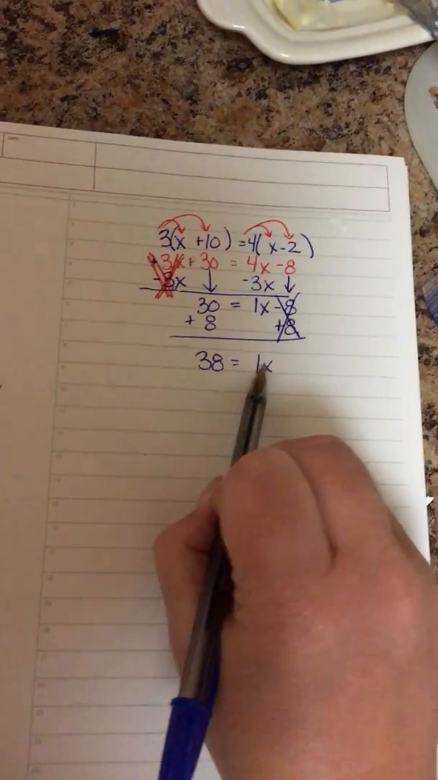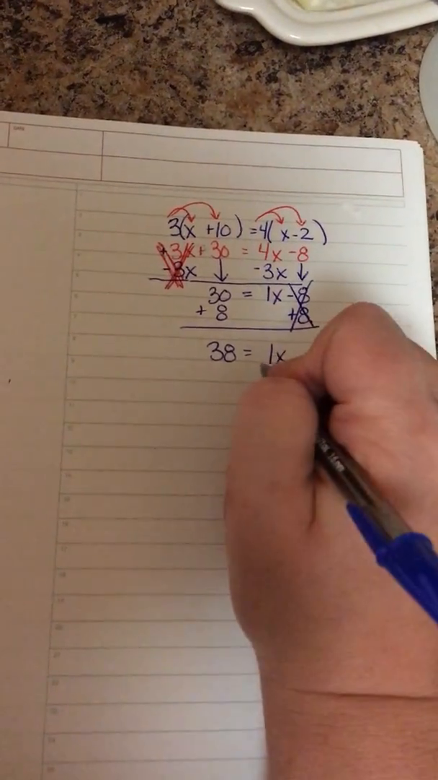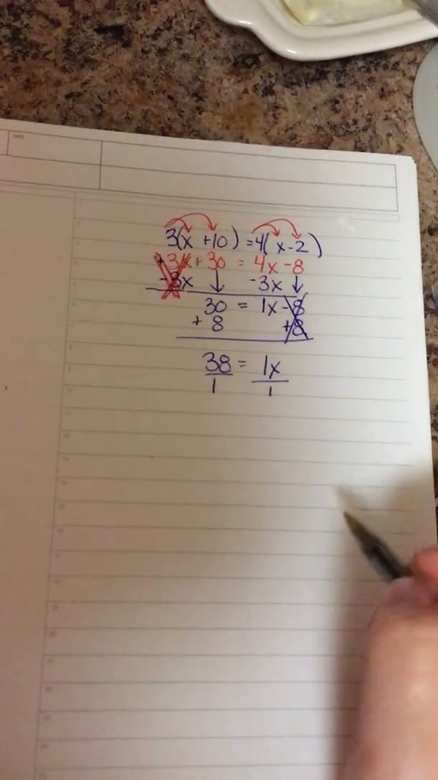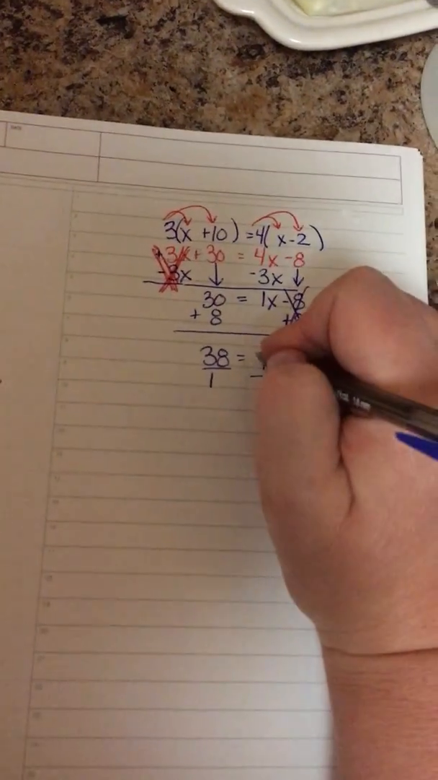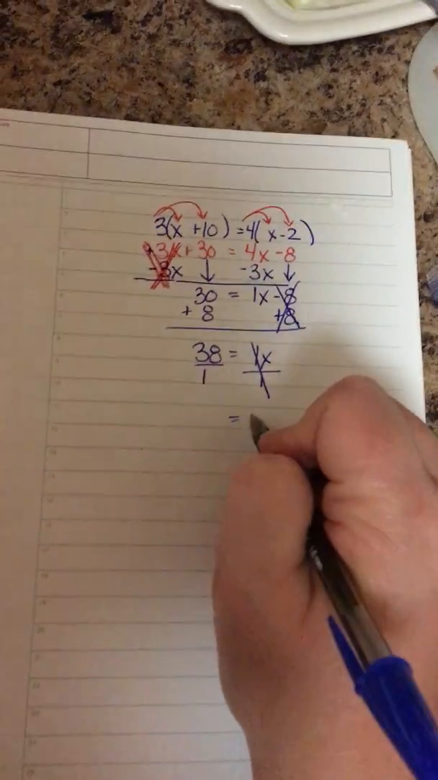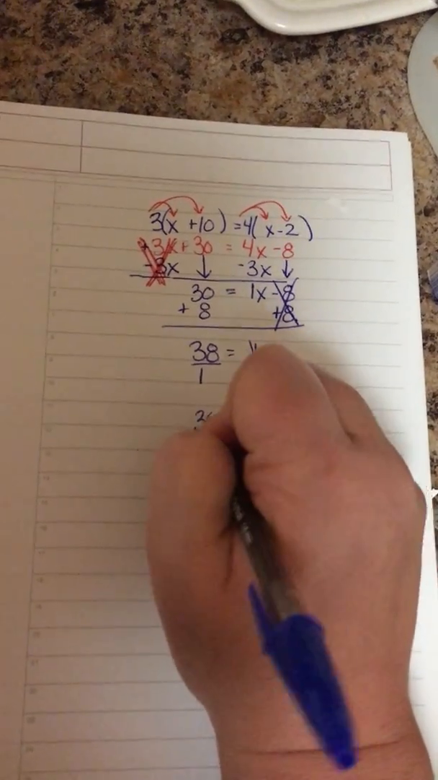Now, this 1 is connected to the x through multiplication. So to move it away, you can divide by 1. The inverse of multiplication is division. So on this side, my 1's cancel out, and I have just an x, and 38 divided by 1 is 38.